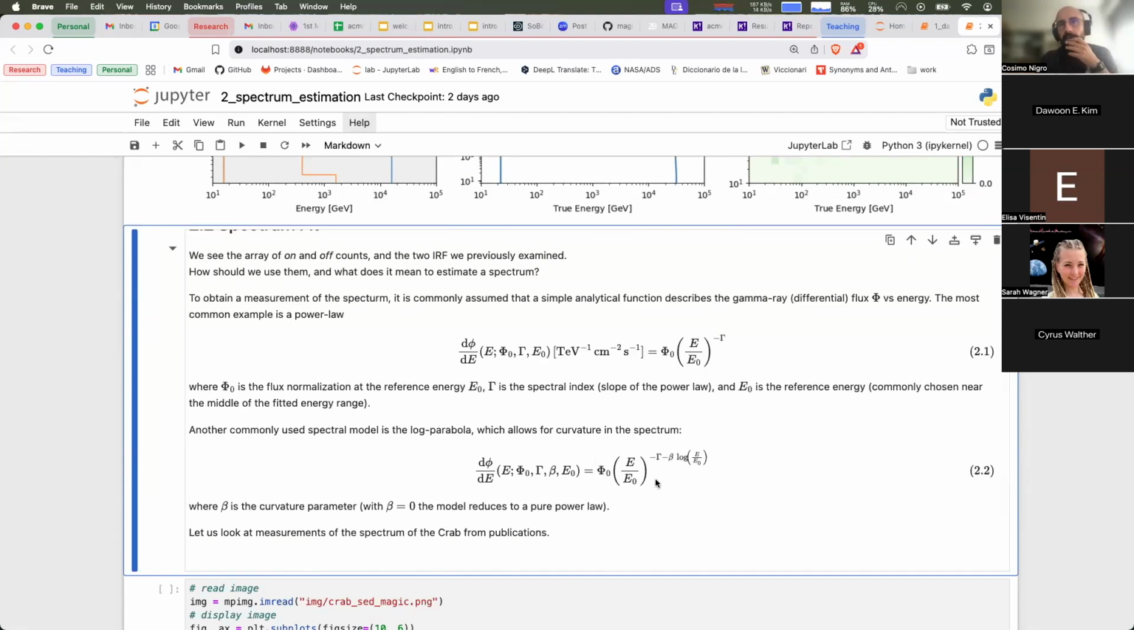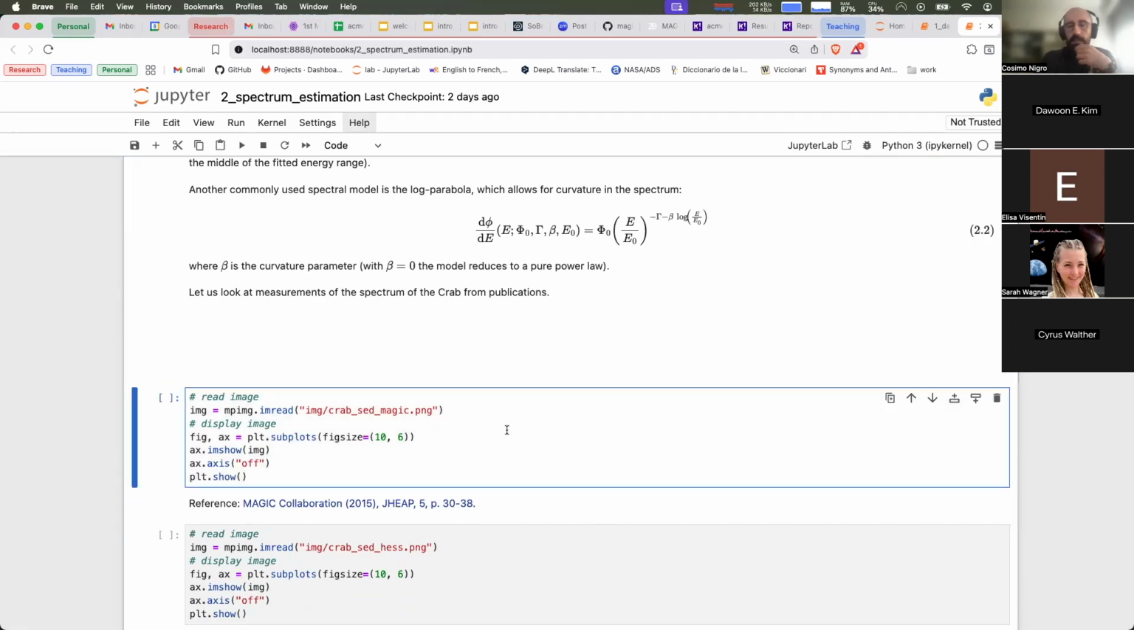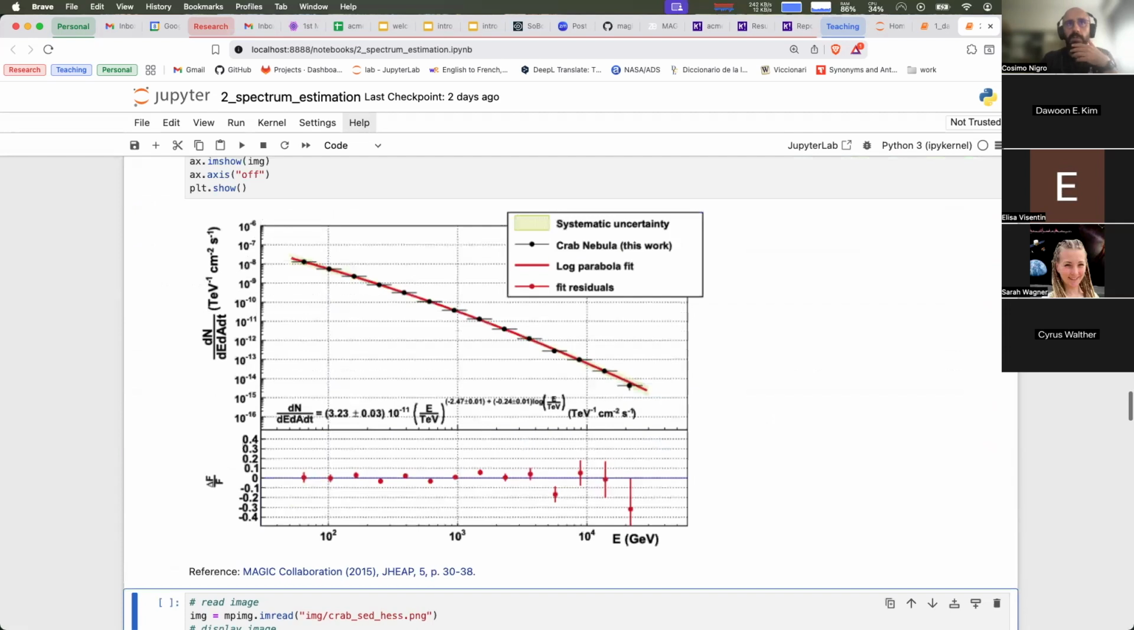For example, here I have a log parabola, which is basically, as you can see, a power law whose spectral index changes with energy. Okay, so it will appear like a smooth function. As you can see, it's a function of energy, and then we have some parameters that we want to estimate, right? For example, the amplitude, the reference energy, the steepness of the power law indicated by the index. And this is basically how we perform measurement.